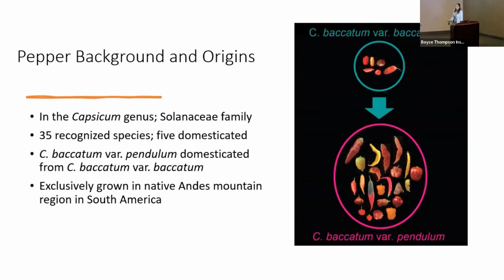the domesticated fruits. In the top, you can see that there is much less variety in fruit shape. They're all small and round. And then in the domesticated species, there's a much greater variety in shapes. This pepper is almost exclusively grown in its native region in the Andes Mountains, so it's not something that we see commonly in this area.